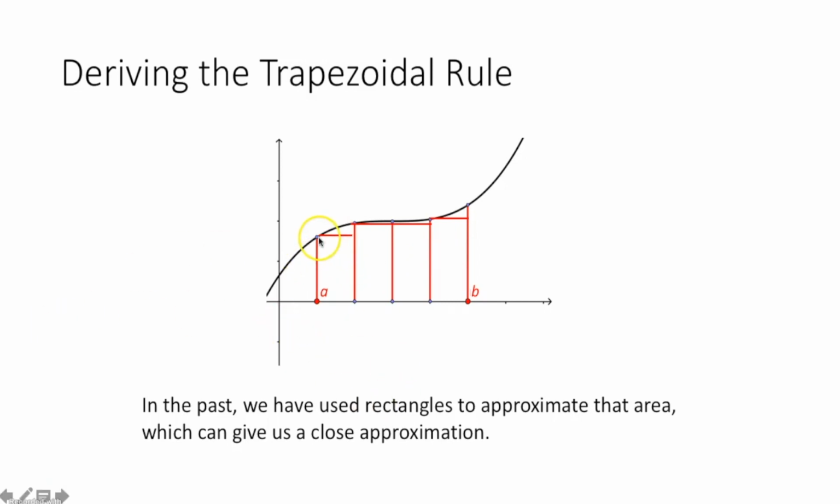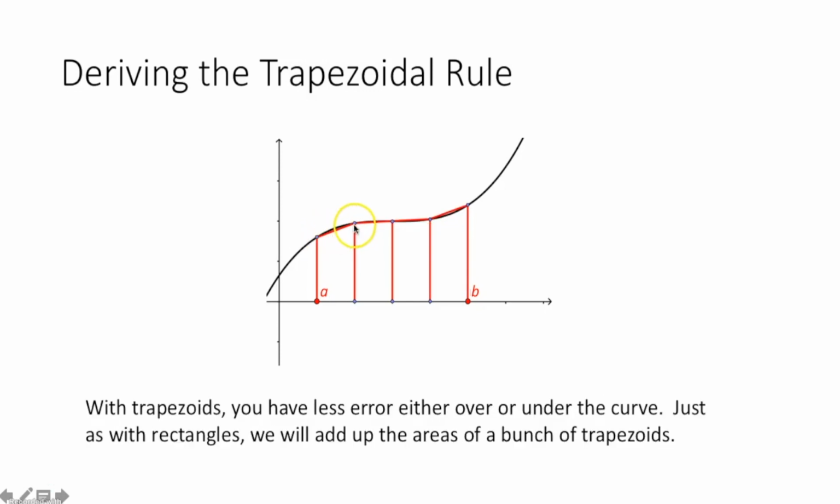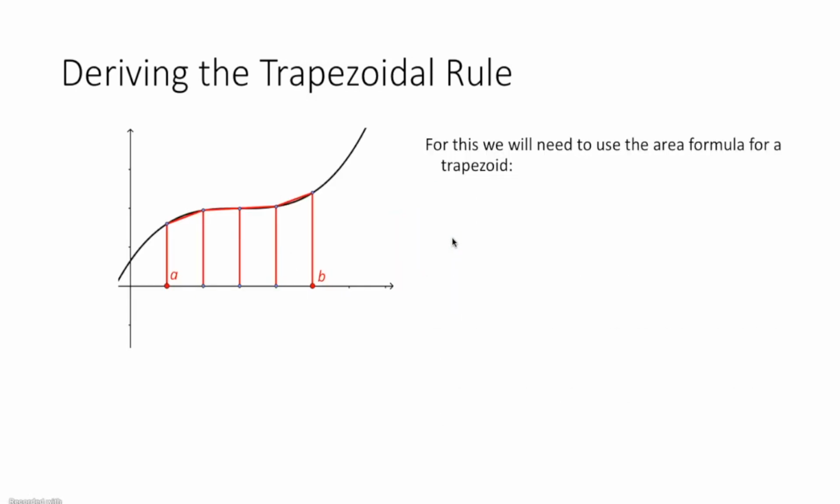What you want to do instead is create trapezoids. Trapezoids fill more of the empty space here that you would normally lose with Riemann sums. So if I create a trapezoid, it actually gives you a more accurate representation of the area under the curve. So now we just need to find the area of each trapezoid and add them together. The area of a trapezoid formula, remember, is 1/2 the sum of the bases times the height.